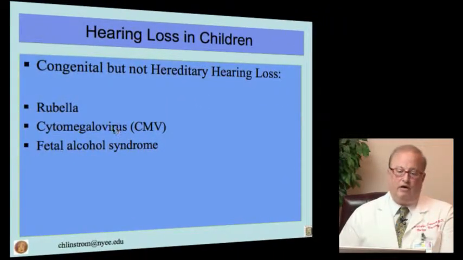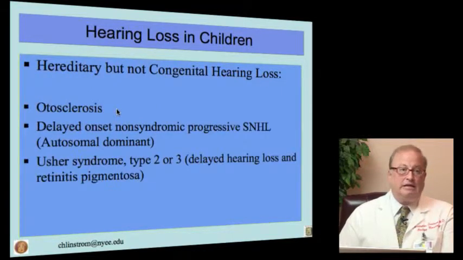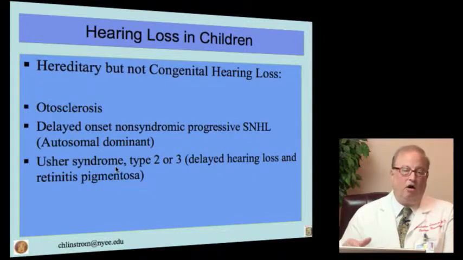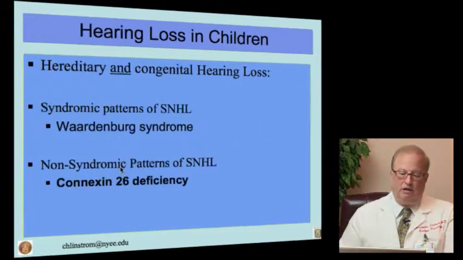So, congenital but not hereditary. Examples: rubella, cytomegalovirus, fetal alcohol syndrome. Okay, so it's not hereditary. It's not caused by an abnormal gene. Hereditary but not congenital: otosclerosis, not present at birth, almost never in children. Delayed onset, non-syndromic progressive sensory hearing loss. This is a huge category of hearing loss. There's no phenotype to identify the child. We see this hearing loss progress as time goes on. Or Usher syndrome, subtypes 2 and 3. So 1 would be present at birth, but 2 and 3 will develop later on, typically around age 8 or later, and the hearing loss may antedate the pigmentary changes in the retina.